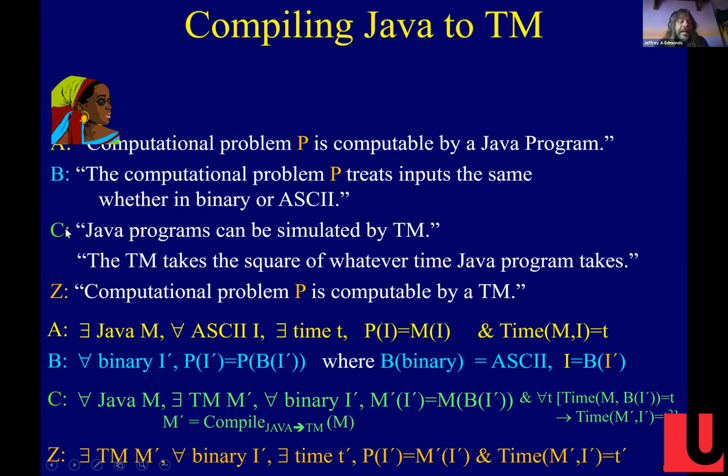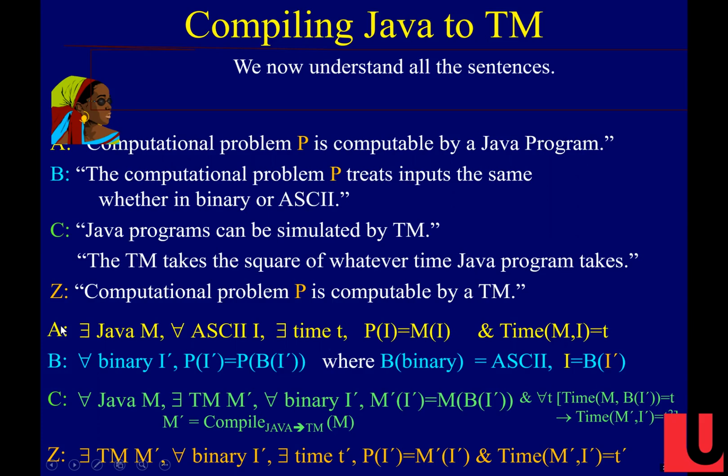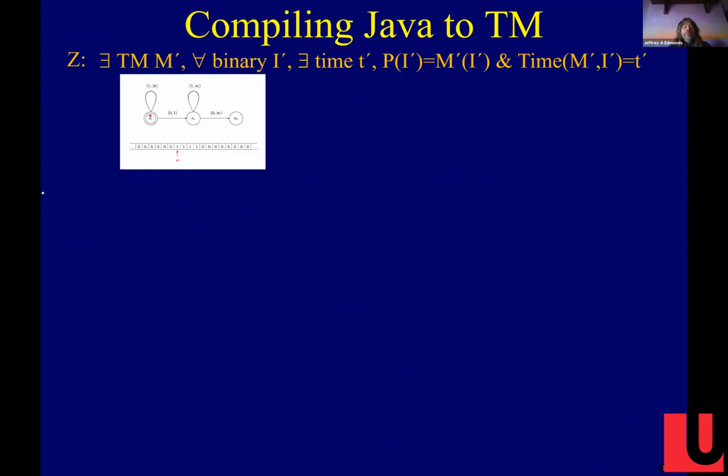And last class, we translated those four sentences into logic statements here, and so we're going to go over these again, thinking about them as an oracle. We want to prove A, B, and C implies Z, so the oracle is going to know A, B, and C, and then we're going to play the game to prove Z.